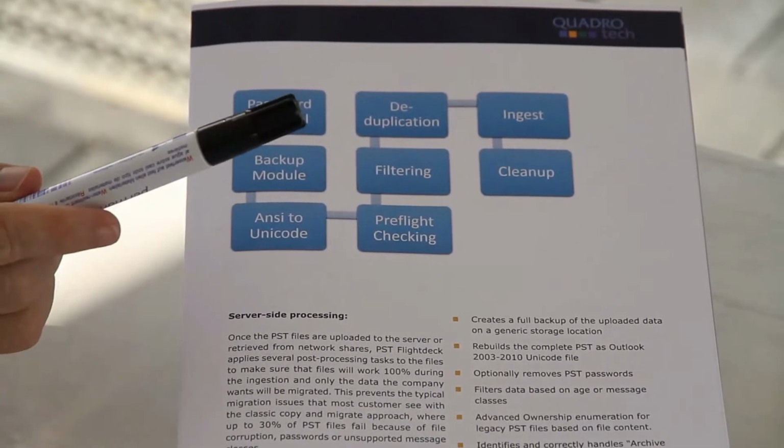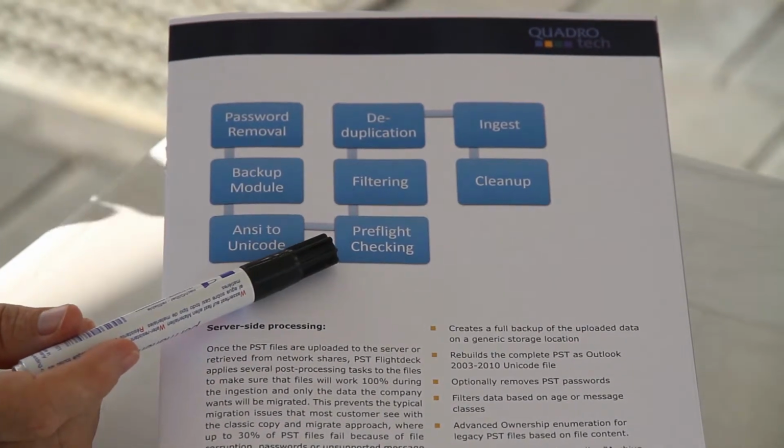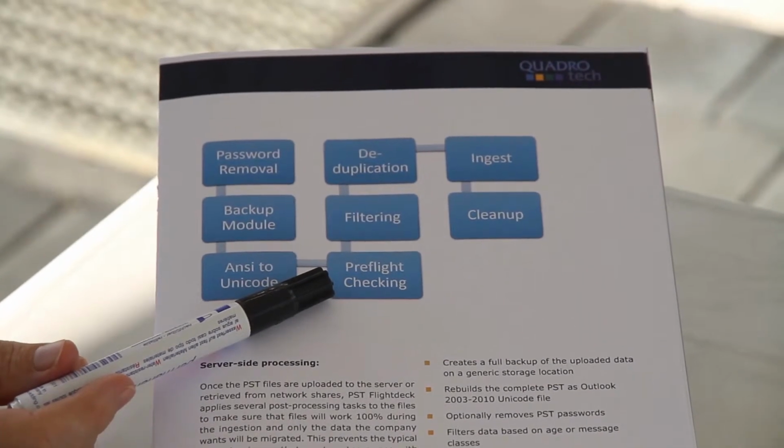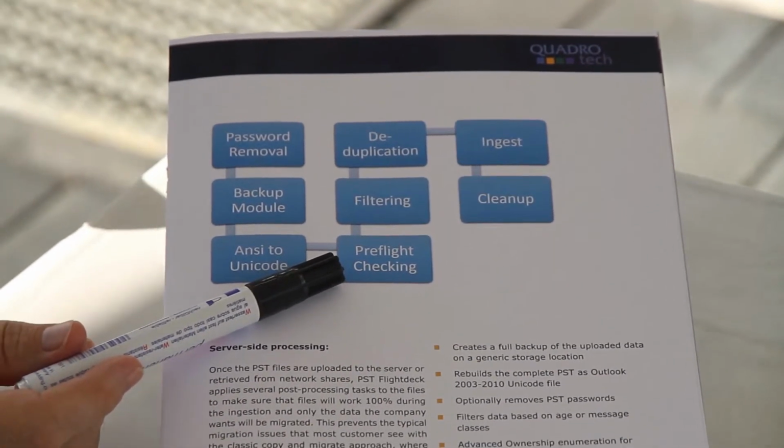And then we move to the pre-flight checking, making sure that all the properties are set and the file is actually fit for ingestion. After that is done, we do something very important, and that is we filter out data that is unwanted. That can either be data that is older than 5, 6, 7 years that you do not want to drag with you into the new system, or it could be certain types of data, like I don't want calendar items in my new archive or target system.